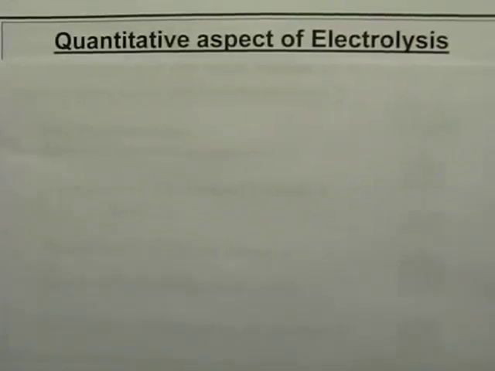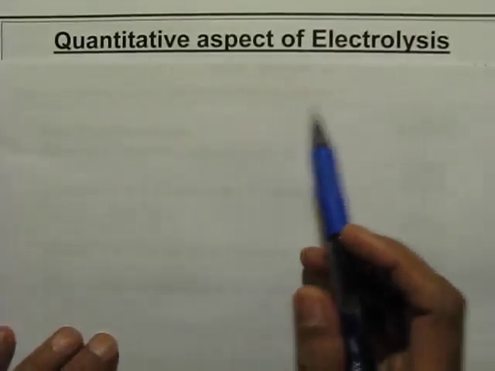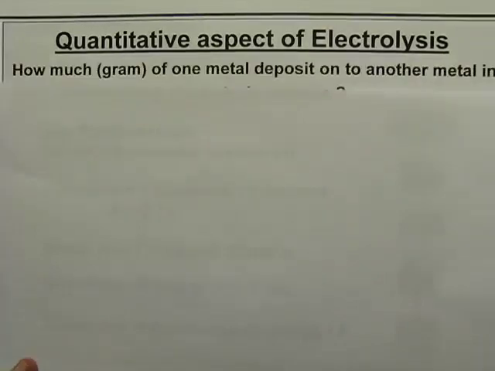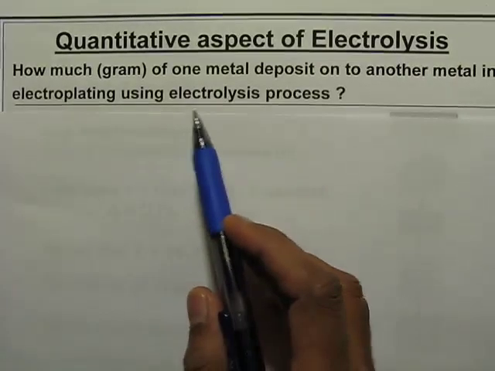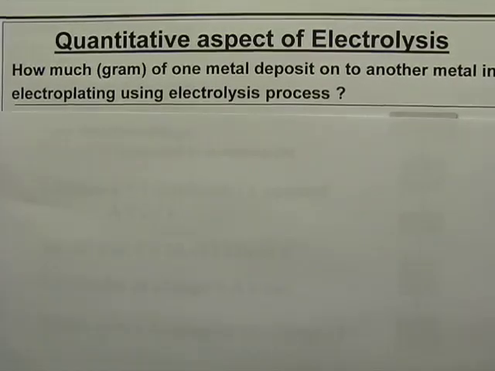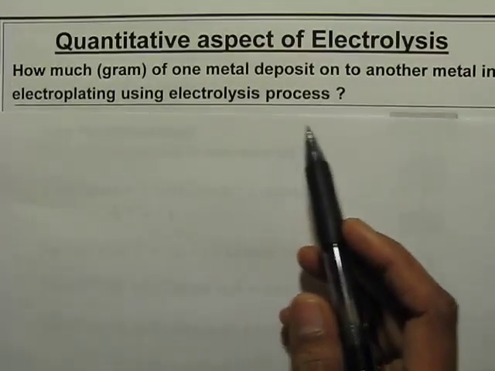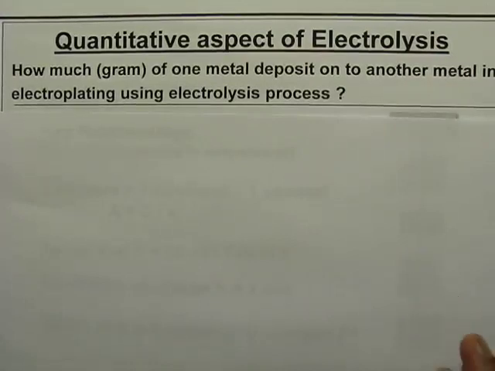Hello everyone, here we will see how to quantify the electrolysis process. If there is a question about how many grams of one metal deposit on another metal in electroplating using the electrolysis process, how will we solve this type of question?